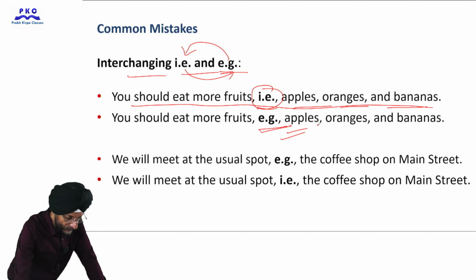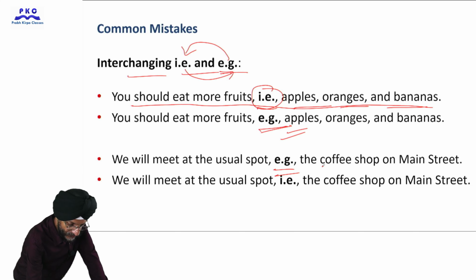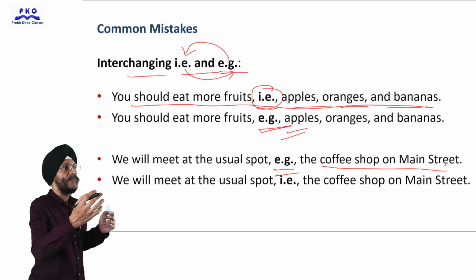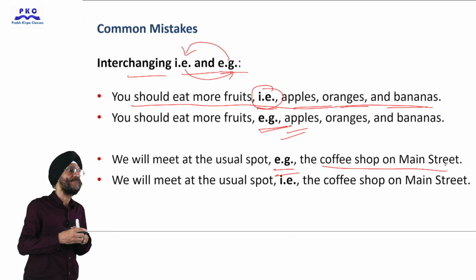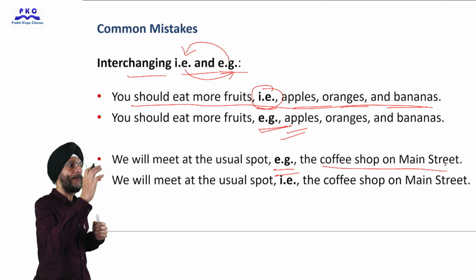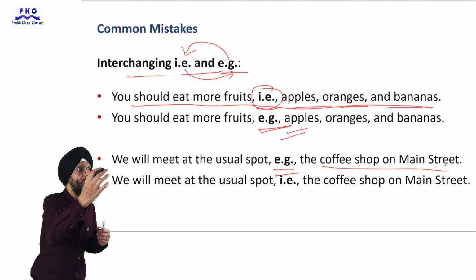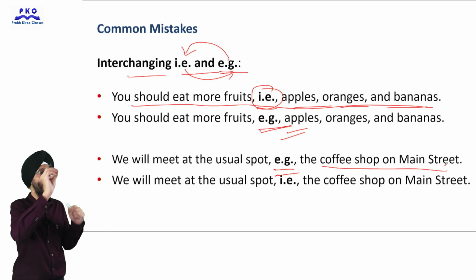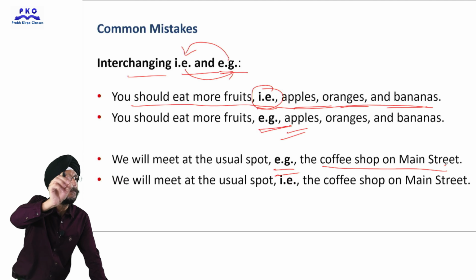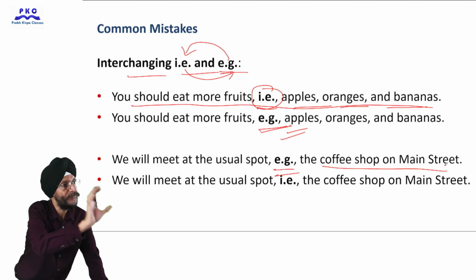Next is, we will meet at the usual spot, i.e. the coffee shop on Main Street. Here we are not to give examples. If we say that we will visit important places in Delhi, then we will use the abbreviation e.g., for example. We will visit many places, we will mention many places. In that case, we can use e.g.